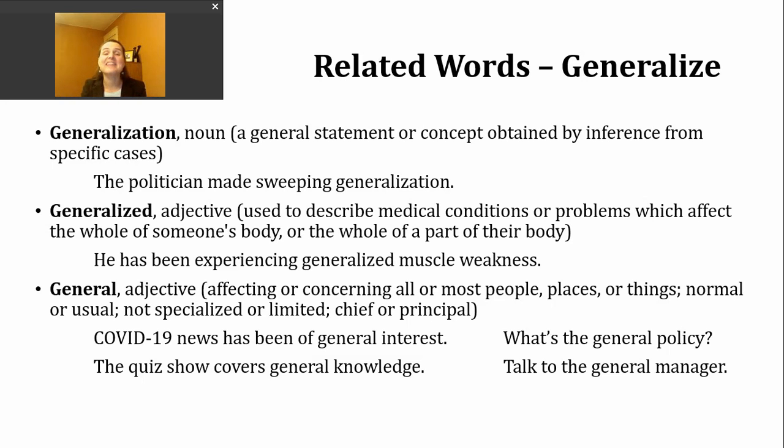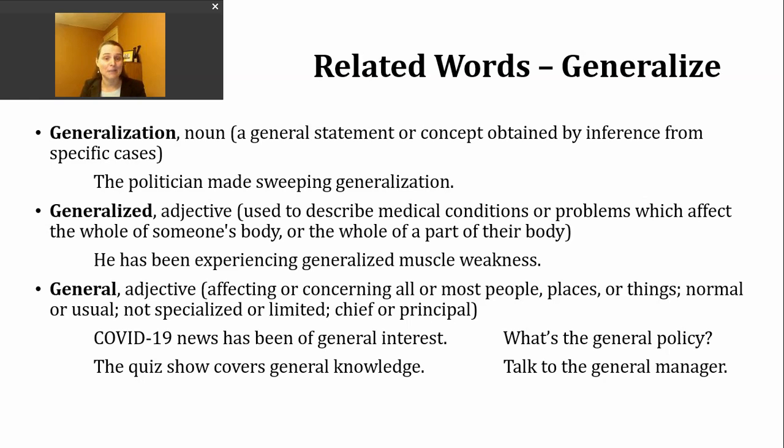Here's an example of this adjective in a sentence. He has been experiencing generalized muscle weakness. So it's not just the muscle in his arm feels weak, but in both arms and probably his legs, maybe back, maybe other parts as well. The last word we're going to look at is the adjective general, and this word can have a number of different meanings. One usage for this adjective is affecting or concerning all or most people, places, or things.